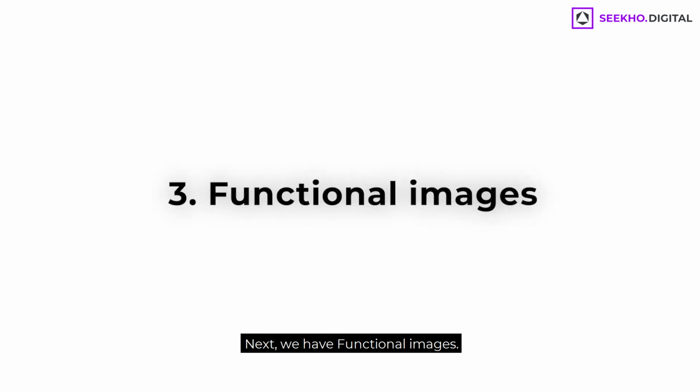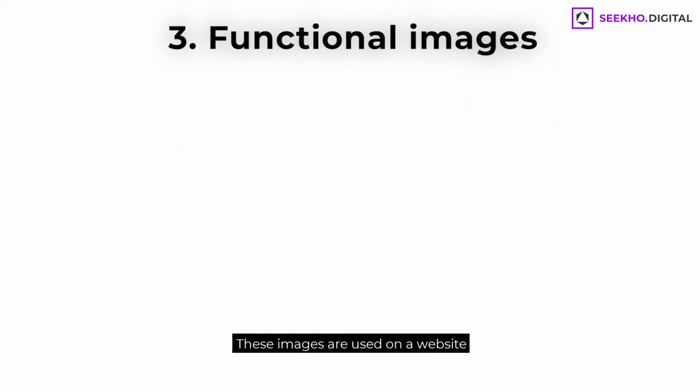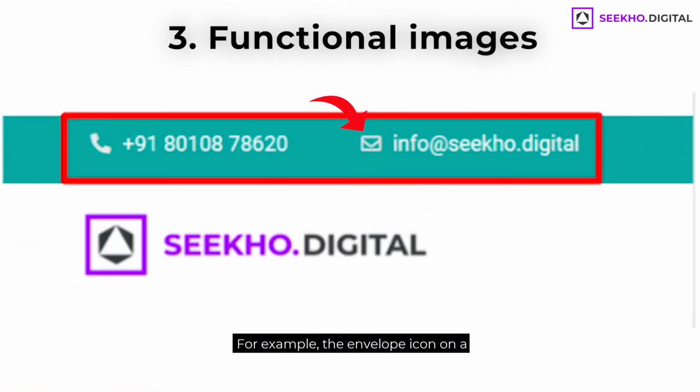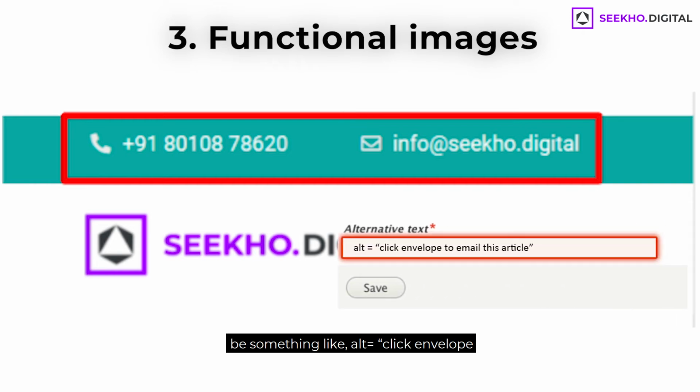Next, we have functional images. These images are used on a website to initiate actions from the users. For example, the envelope icon on a website is usually used to trigger an email from the users, so the tag could be something like, alt equals, click envelope to email this article.